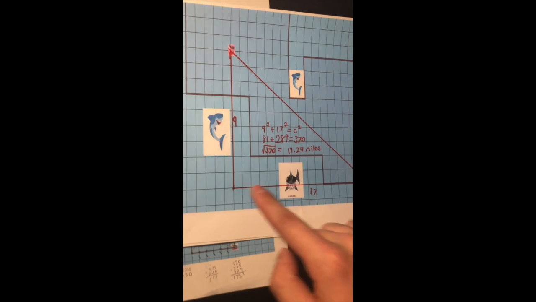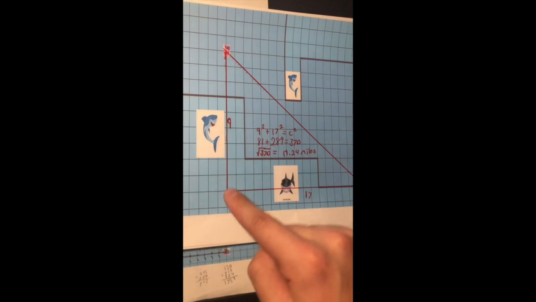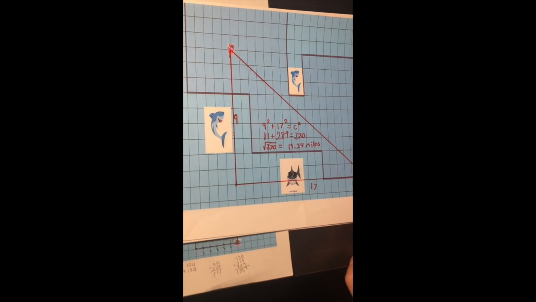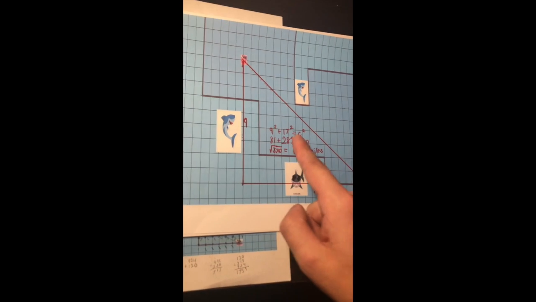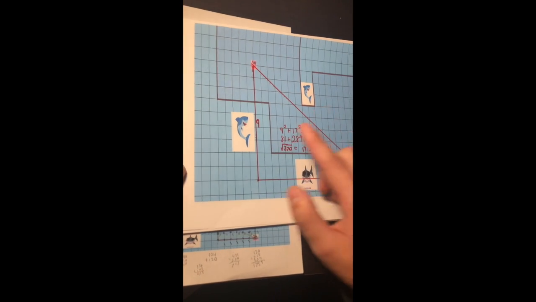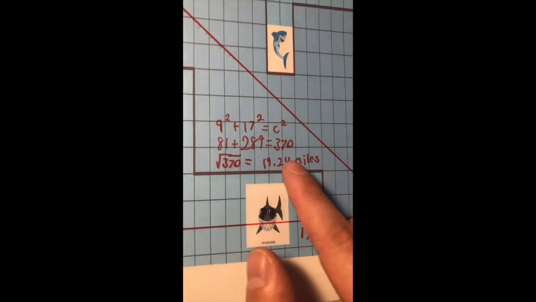So we can use all this space to equal out. The length of the treasure vertically is 9, and the length of the yacht horizontally from the treasure is 17. 9 squared plus 17 squared equals c squared, or our final answer. So 81 plus 289, which are the squares of 9 and 17, is 370.